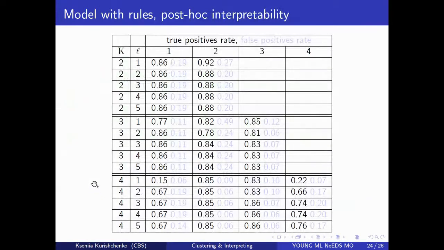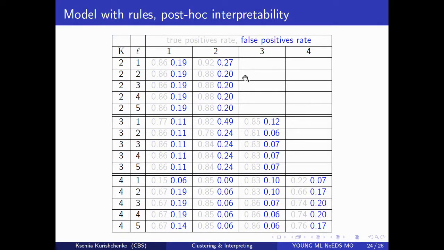Okay, and here are the results for post-hoc interpretability. So we consider several numbers of clusters with different lengths. When we consider short length, namely 1, it means that we choose only a basic rule, and we can see that we obtain not so high quality, but it's expected. Quality in terms of true positive rate. And also here the false positive rate, and it's also sometimes not good, especially when we have length 1. But this is the quality which we can obtain when we have given clusters.